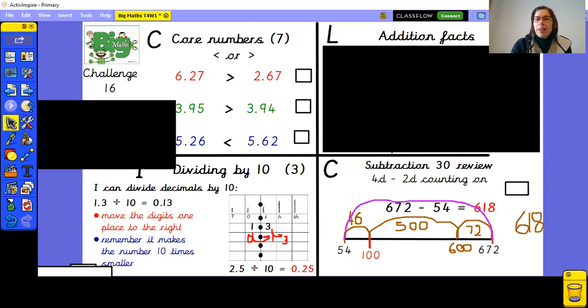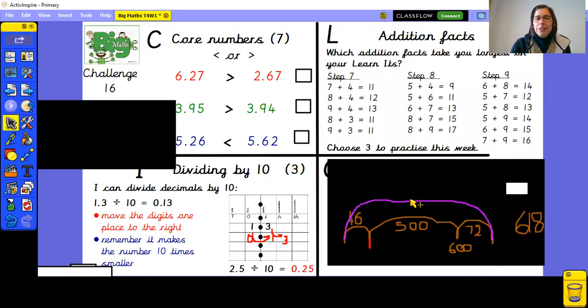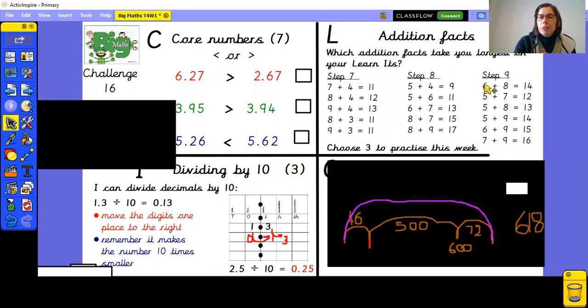So I need to move myself so we can move to addition facts. So you've got different additions here. I suggest that you look at them, and as it says here, maybe choose 3 to practice this week. Obviously, not the ones you're very confident with, but maybe the ones that you think, oh, if someone is asking me this one, I never remember what it is. It could be 9 and 4, it could be 5 and 6, it could be 6 and 8. So choose 3 to practice this week.